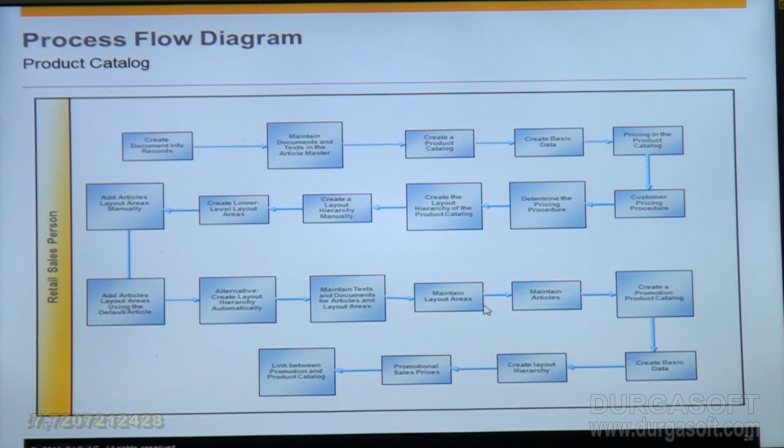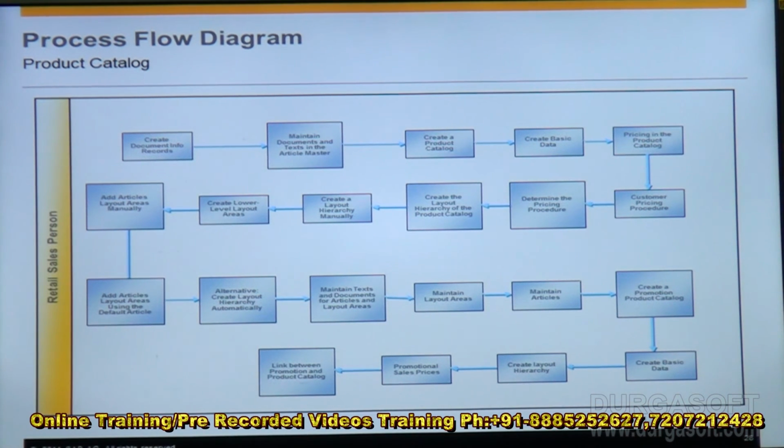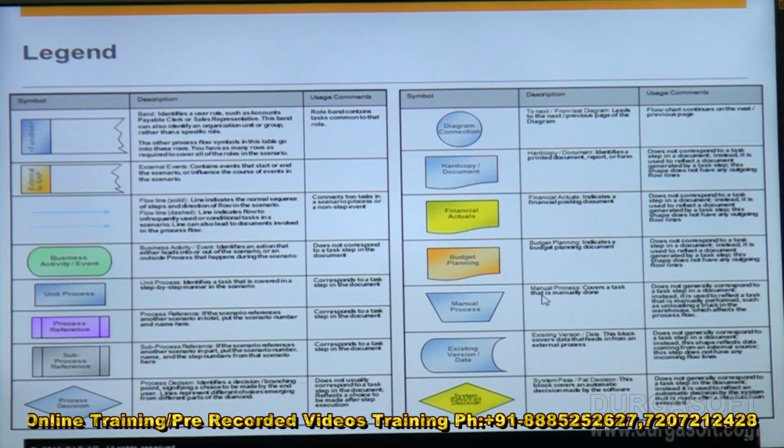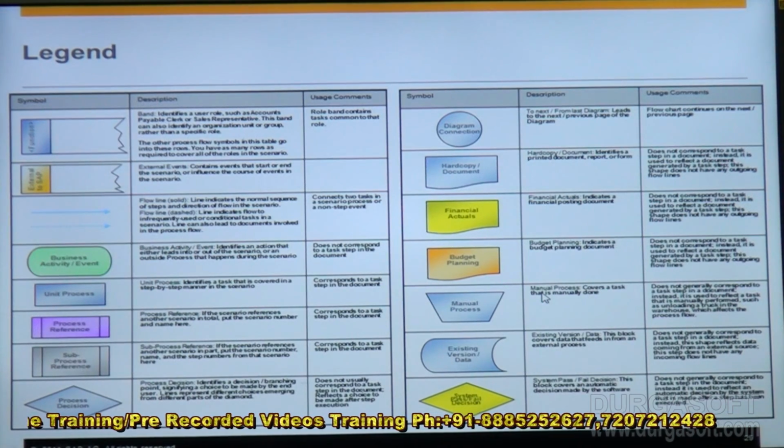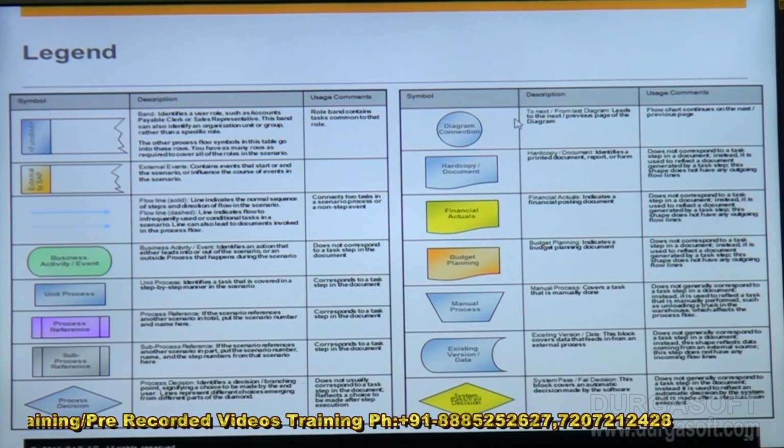We also maintain layout areas, which maintains the article, creates the promotional catalog and some other category for your requirement. So add the alternative, create layout hierarchies and some other basic data, which creates layout hierarchies, promotional sales price, and the link between the promotions and product catalogs. So this is the legend part where we can see this activity diagram.